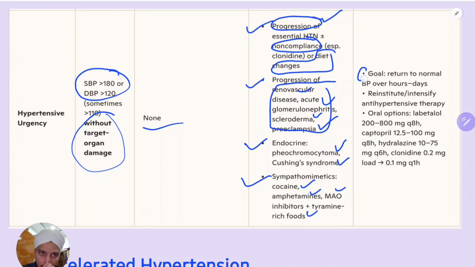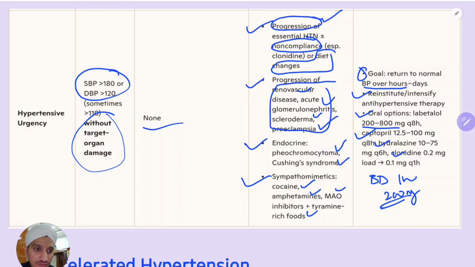So what is the goal now? Treatment approach: return the BP to normal over hours to days. Reinstitute or intensify antihypertensive therapy. Oral options include labetalol, 200 to 800 mg every 8 hourly, though usually it is given BD, 100 mg BD up to 200 mg BD, but here it is up to 800. Or you can give captopril, a short acting drug, 12.5 to 100 mg, or hydralazine 10 to 75 mg every 6th hourly, or clonidine 0.2 mg loading dose, then 0.1 mg every hourly.